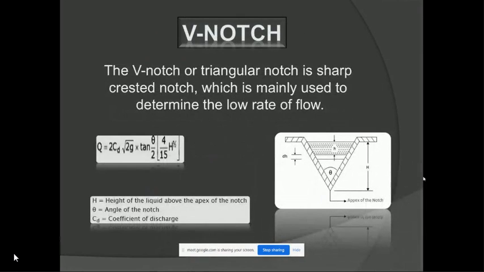Thank you. Hello, everyone. Now I'm going to discuss the V notch. It is a sharp-crested notch made of a metallic plate, which is mainly used to determine low rates of flow. This notch was installed at the exit of the channel in order to measure the real-time flow of water. It is generally used to measure flow rate in open channel flow. The theoretical flow rate is given by 8/15 Cd √(2g) tan(θ/2) H^(5/2), where H is the height of the liquid above the apex of the notch, θ is the angle of the notch, and Cd is the coefficient of discharge.